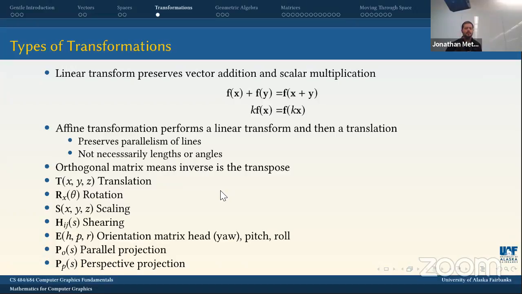We have this next one called E, which is an orientation matrix. So it incorporates yaw, pitch, and roll. We'll probably talk a little bit more about that one next week because you get certain issues that go along with it, like gimbal lock, where it becomes impossible to just do the X rotation first, then the Y rotation, then the Z rotation without something getting all messed up in there. And then we have parallel projection and perspective projection.